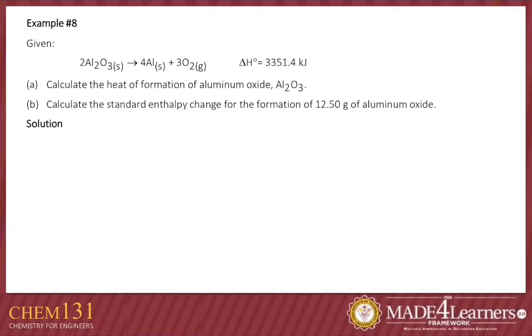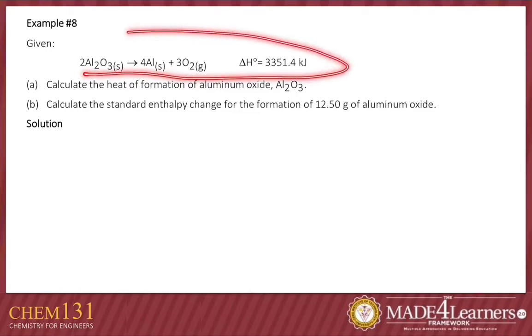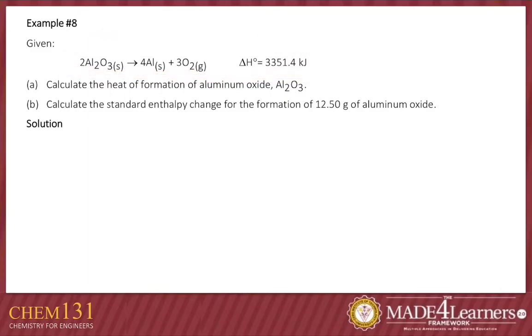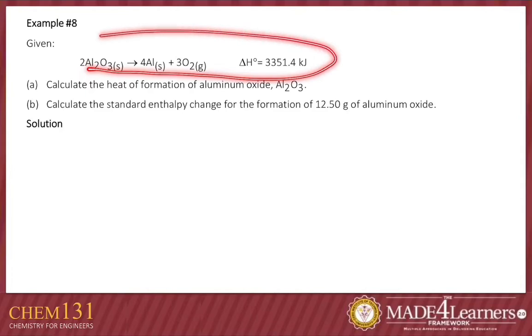We proceed with example number 8. We are now given the thermochemical equation for the decomposition of aluminum oxide to its elements, aluminum and oxygen. We can see that the standard enthalpy change of the reaction, or the decomposition of aluminum oxide, is 3,351.4 kilojoules, meaning it absorbs heat to decompose into its elements. So we are to calculate the heat of formation of aluminum oxide based on this.